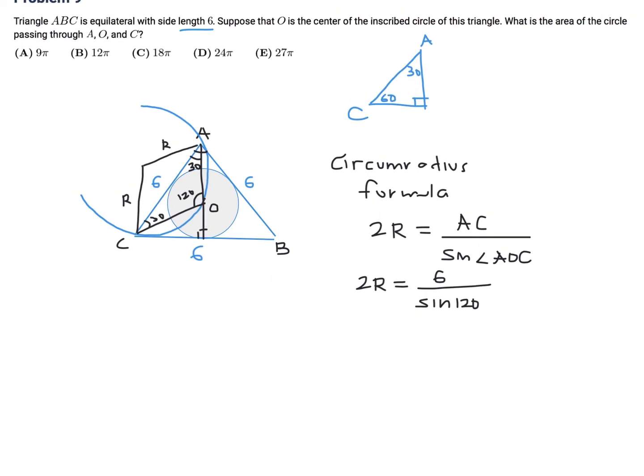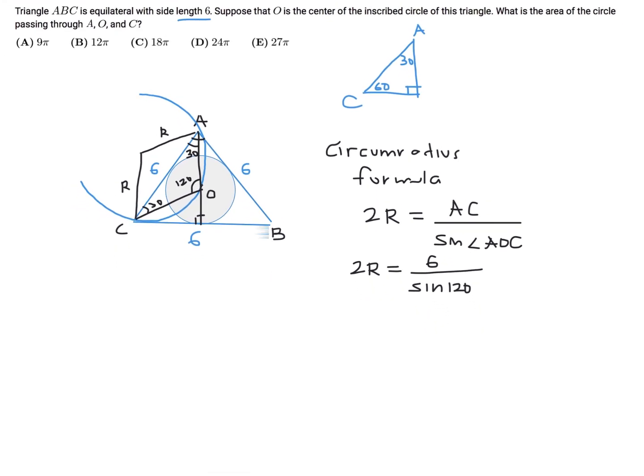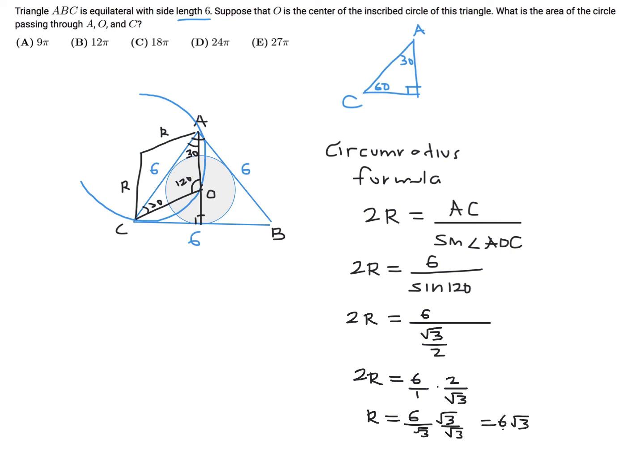And here we go. I think that's about it. So we can solve this. 2R, the sine of 120, that's one of those ones that you should remember. It's root 3 over 2. So let's solve this. 2R is 6 over 1 times 2 over root 3. So this looks like R is equal to 6 over root 3. Multiply top and bottom by root 3, and we get 6 root 3 over 3, which is 2 root 3.